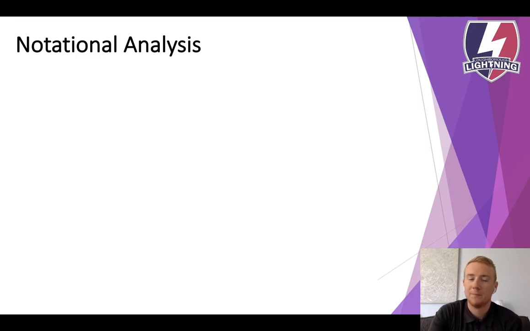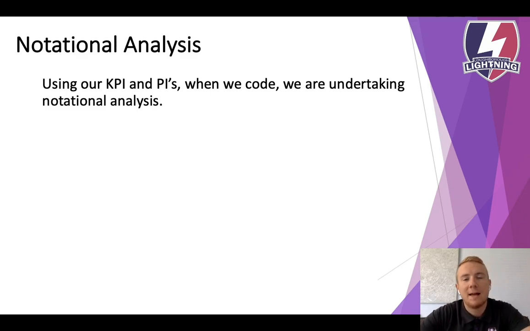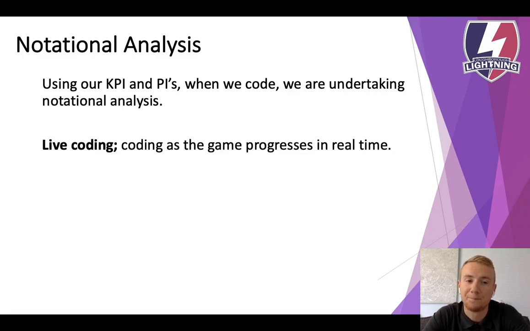So let's crack straight on. We're going to talk about notational analysis again. So as we know from the first couple of sessions, we have both key performance indicators and performance indicators. So the slight difference between the two that we discussed a little while back. Now, when we code these performance indicators using our action variables that we talked about previously, we are undertaking this process of notational analysis. We are notating something down about the game or the training session that we are covering.